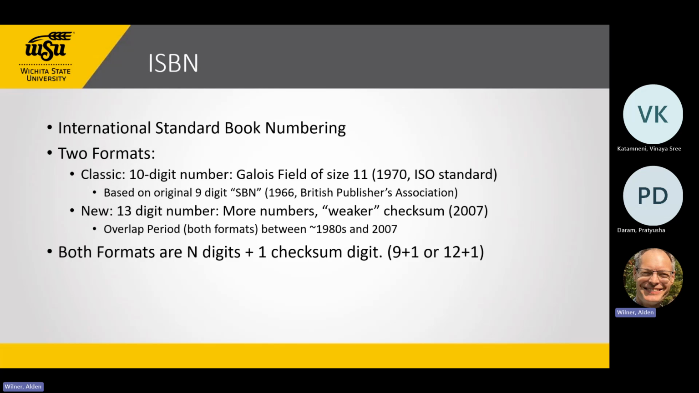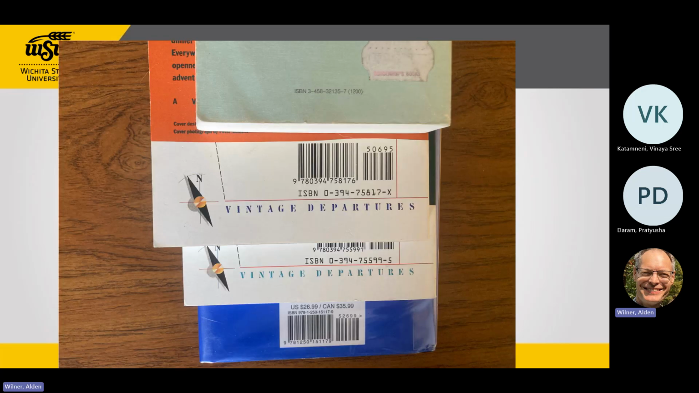It's my ringtone. Both formats are n digits plus a checksum digit, either 9-digit number of the book plus a checksum at the end, or a 12-digit number plus a checksum. We're going to focus on the 10-digit version because it's the Galois field. Here's some books that I stole from my bookshelf at home. Well, I took off my bookshelf.